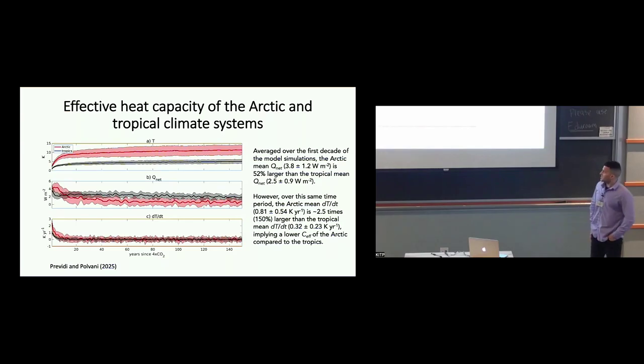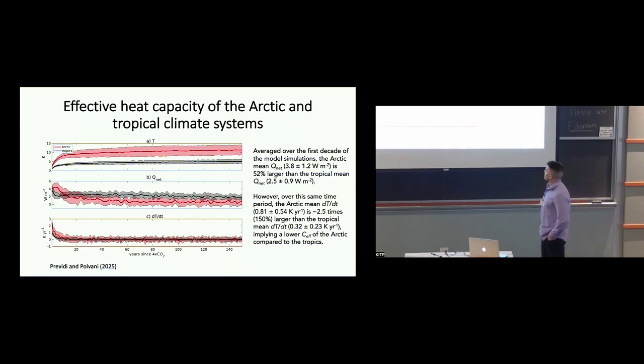In the slides that follow, in this study, we really focused primarily on the first decade of the model simulation. This is the period, as you can see in panel A, where the warming is most rapid in both the Arctic and the tropics. So the results that I'll show that follow are just for the first decade of these simulations. Over this first decade, we found that the Arctic Q net is about 50% larger than the tropical Q net. In other words, the Arctic climate system is being heated more than the tropical climate system. The reason for that is just stronger positive feedbacks essentially over the Arctic compared to the tropics.